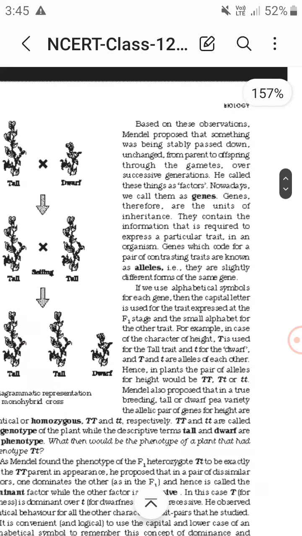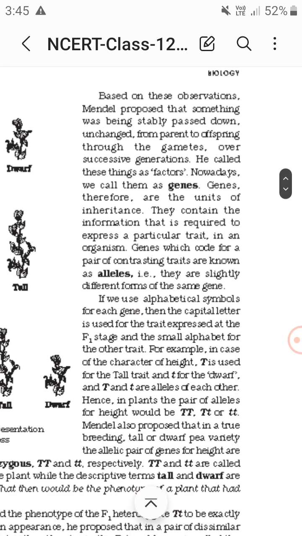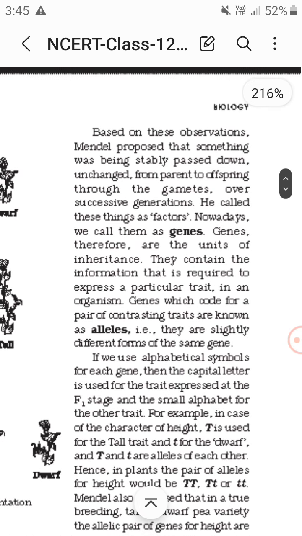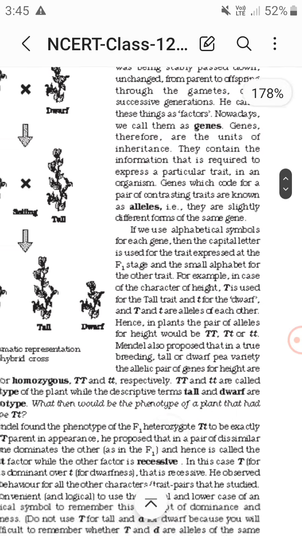Genes. Mendel called them factors. Alleles. Genes which code for a pair of contrasting traits are known as alleles. Alleles are slightly different forms of the same gene.